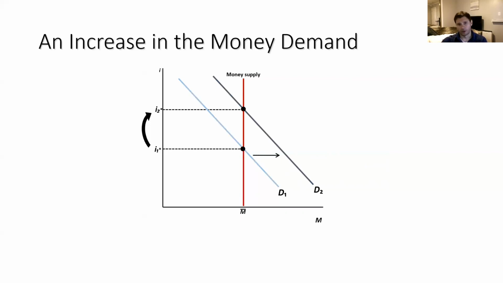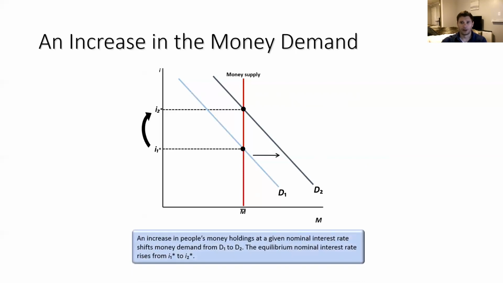Okay, so we can think about rightward and leftward shifts in the money supply curve, and rightward and leftward shifts in the money demand curve. Again, what would cause a rightward shift in money demand? Well, things like increased expenditure would cause a rightward shift, and decreased expenditure would cause a leftward shift in the money demand function.